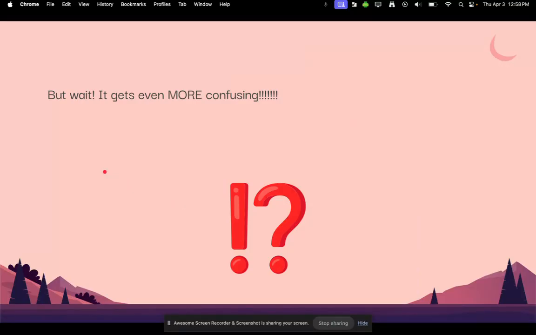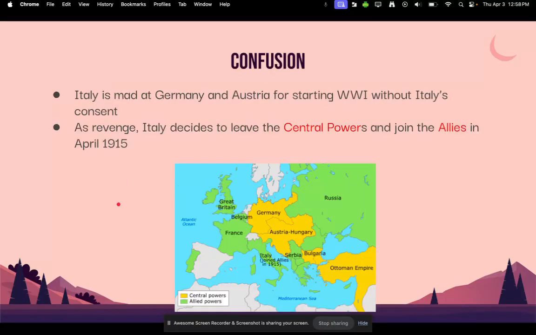But wait, it gets even more confusing. So Italy is really, really mad at Germany and Austria for starting World War I without Italy's consent. So as revenge, Italy decides to switch sides. So they leave the Central Powers and they join the Allies in April of 1915. So now Italy is a part of the Allies with France, Great Britain, Russia, and Serbia.